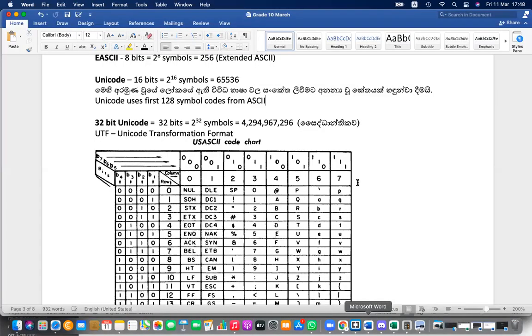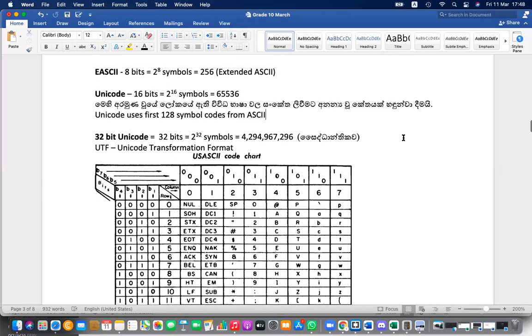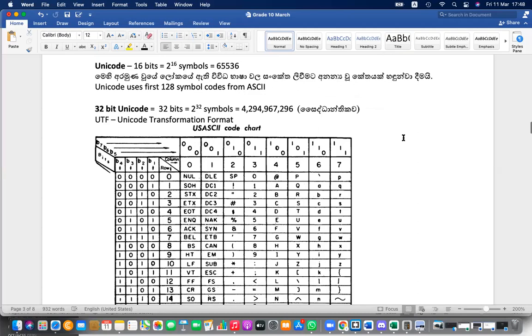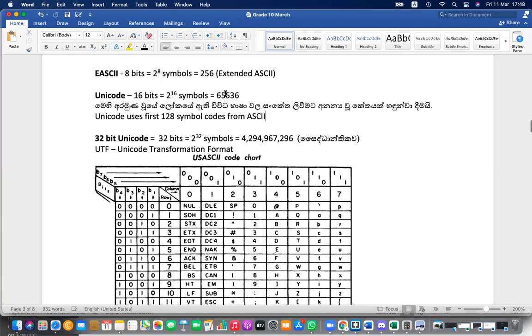Okay, done. Then let me introduce the next character representation code, which is Unicode. Unicode consists of 16 bits, representing 65,536 characters. That is a very big number.